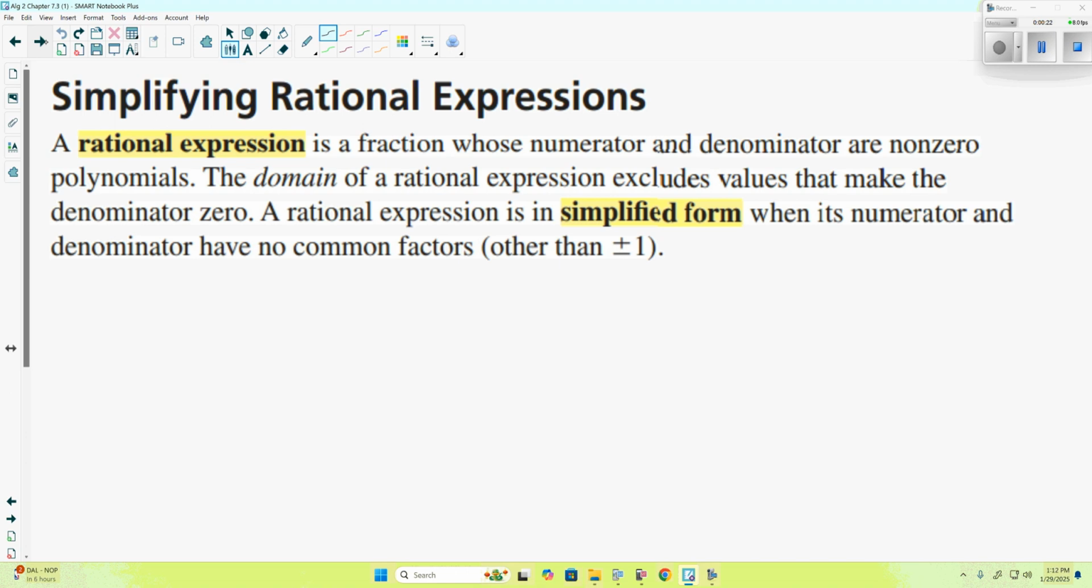Now what we're talking about today, we're going to start off with simplifying rational expressions. We can say a fraction, this rational expression, is simplified when it has no common factors other than positive or negative 1. If the only factors left on top and bottom are positive 1 or negative 1, then it is simplified. Anything else that's in common, we need to reduce out.